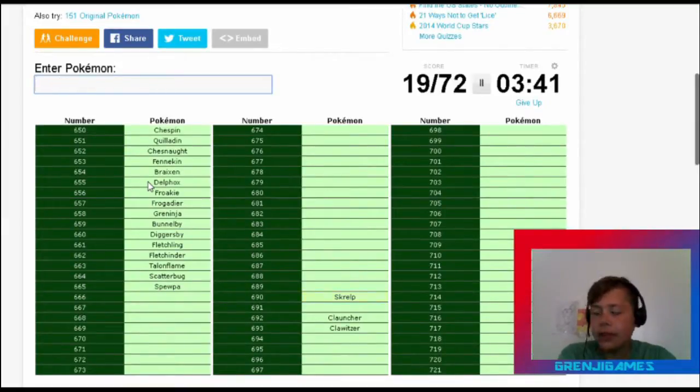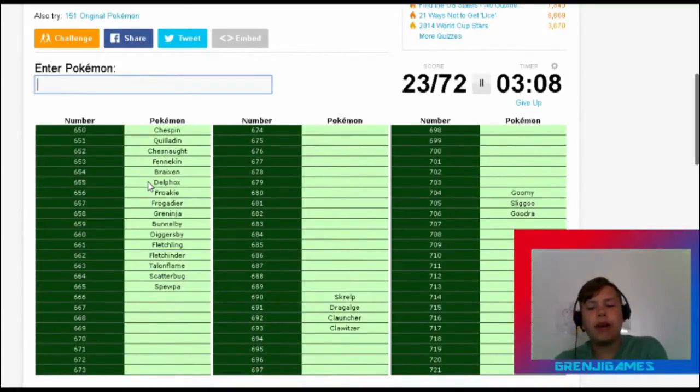Then there is Skrelp. I've actually never had a Skrelp in a game. Then there's Dragalge. We have 20 out of the 72. Let's see, there's Goomy. It's Goomy, Sliggoo, and then it is Goodra. I've used the Goodra in a playthrough once, but I didn't actually fight the Elite Four with it.